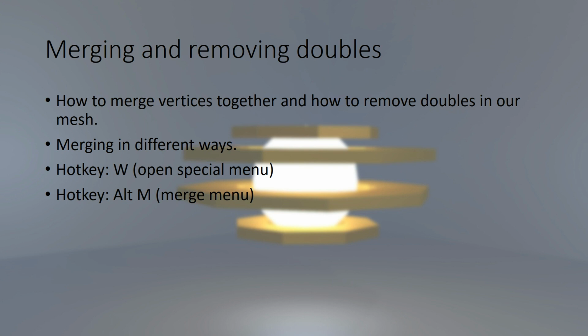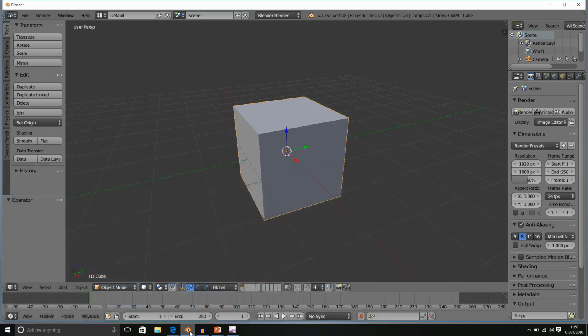So we're going to look at different ways that we can merge these vertices together, as well as removing any unwanted doubles that we can't see. I'm going to introduce two hotkeys: W to open the specials menu and Alt M to open the merge menu. So what I'm going to do now is log in to Blender. So we start with a default cube.